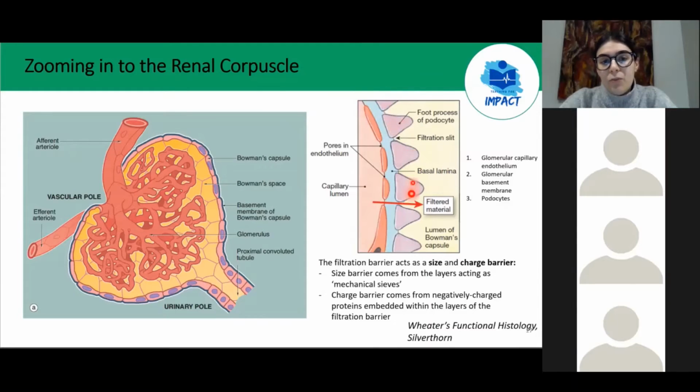And then finally, with our little foot processes here, a key disease involved with these foot processes is something called minimal change disease, which can cause nephrotic syndrome. So we'll talk about that a little bit later.